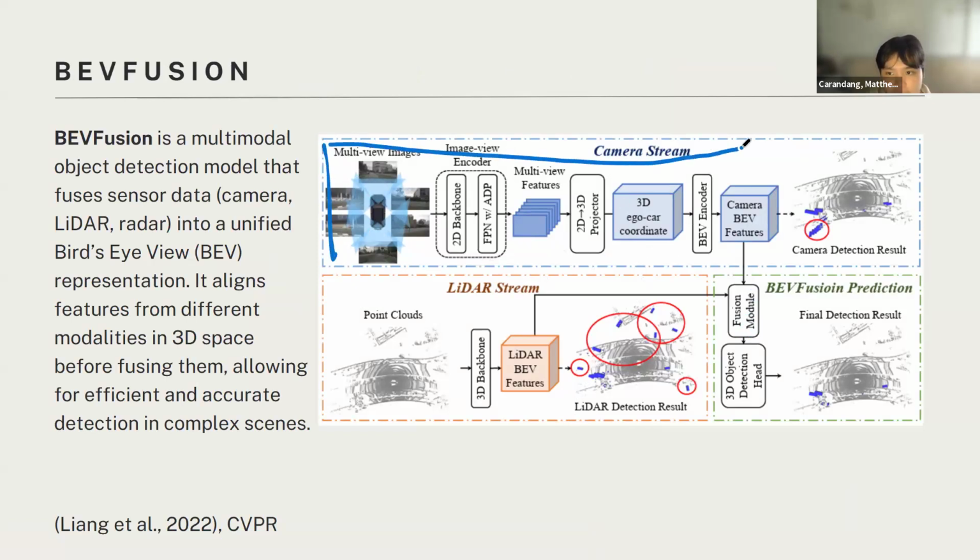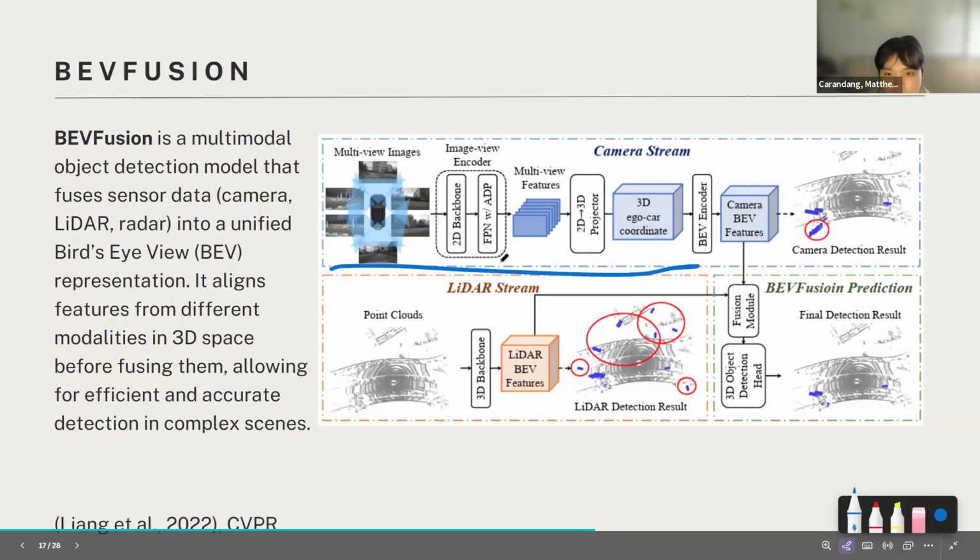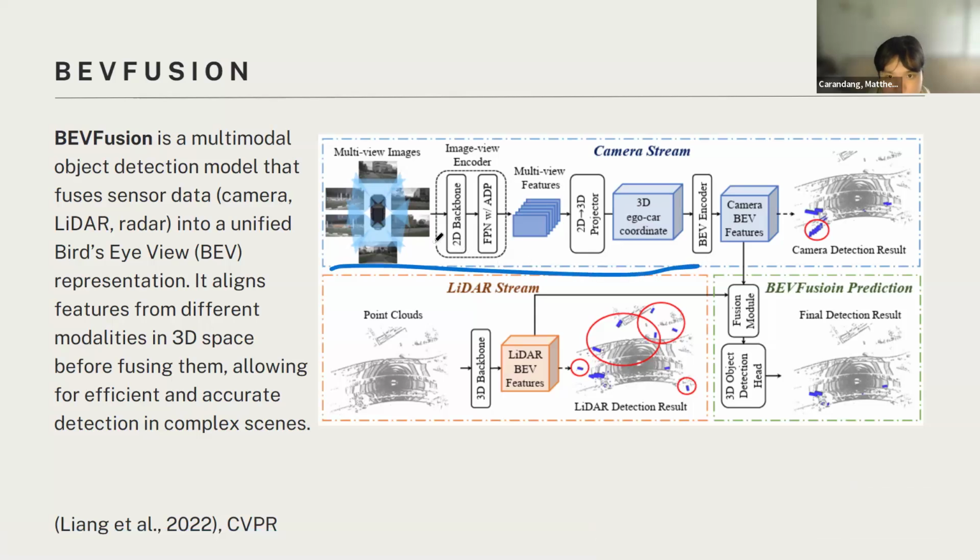So we have two streams here. We have the camera stream and the LiDAR stream below. The camera stream uses six different cameras: front, back, then two at each side. Features are extracted from these, and then from there, they are pre-processed to be in a bird's eye view representation.